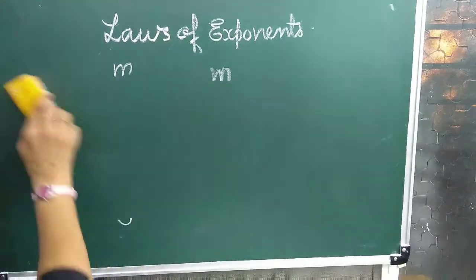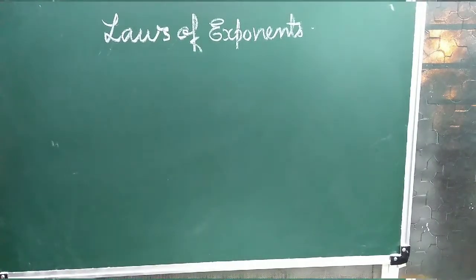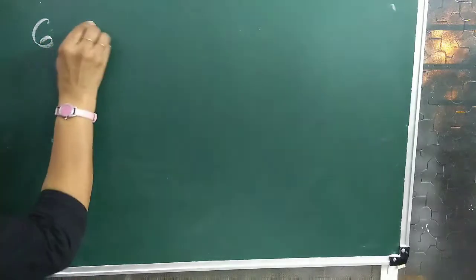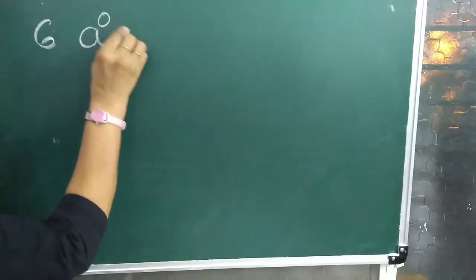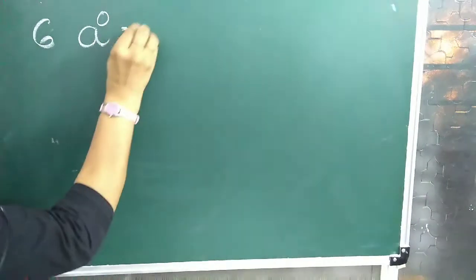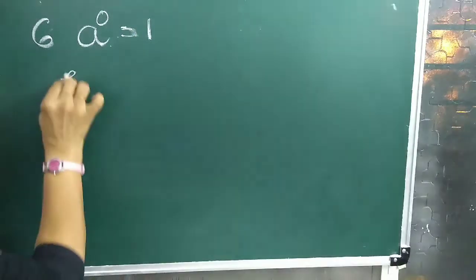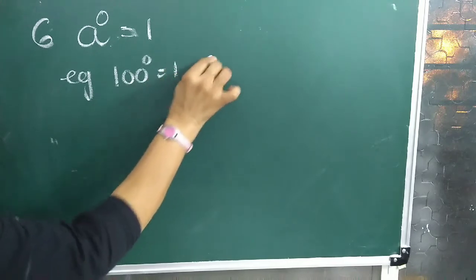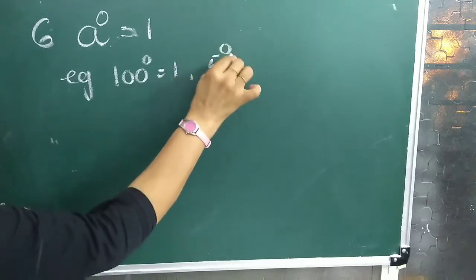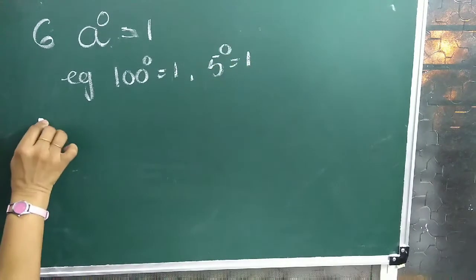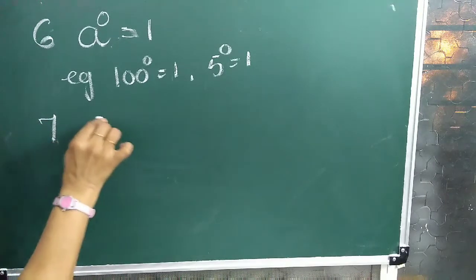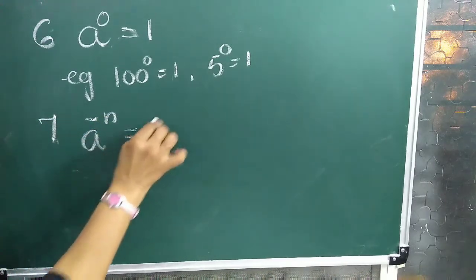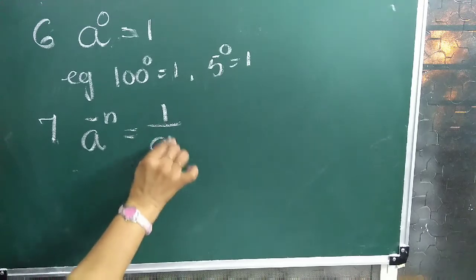Now the sixth law says a raised to the power 0 is equal to 1. For example, 100 to the power 0 is equal to 1, 5 raised to the power 0 is equal to 1.